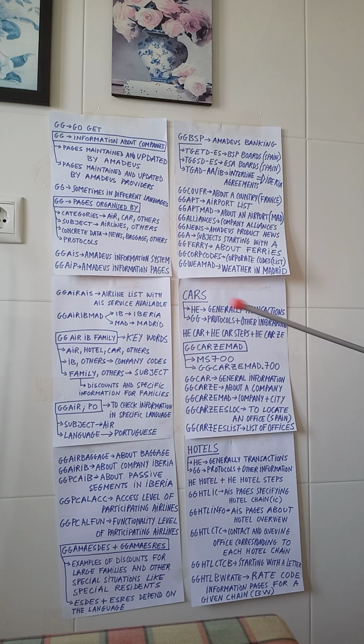Now I go for cars and hotels. The last two pages with cars and hotels you can see on the screen have several things in common. The first is about cars and the second is about hotels. In both, I prioritize the influence of GG code, but I also make brief mentions of HE codes. I start with cars.